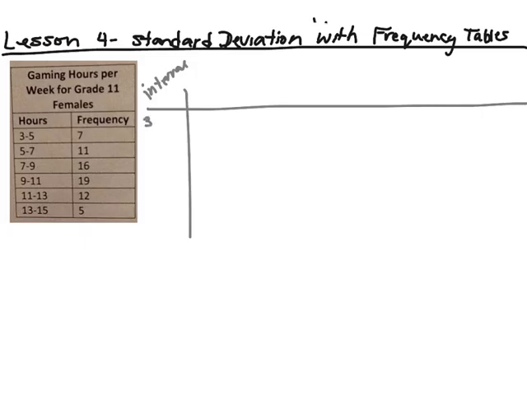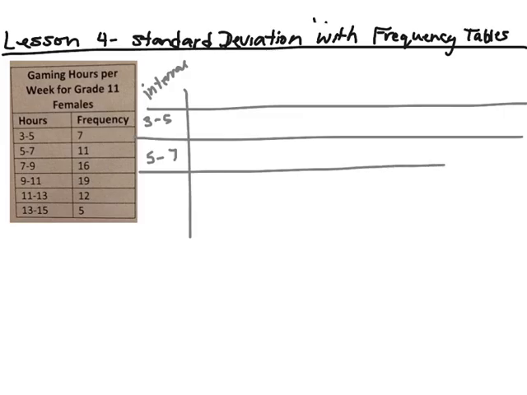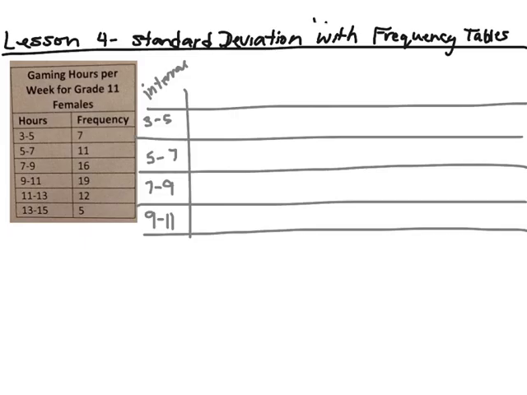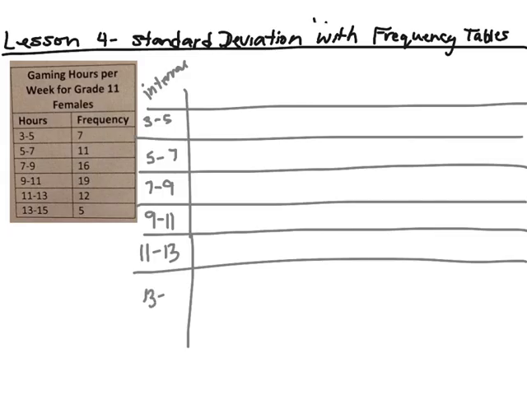So that's 3 to 5, 5 to 7, 7 to 9, 9 to 11, 11 to 13, and 13 to 15. What that means is that the question's asking about males and females who play video games.